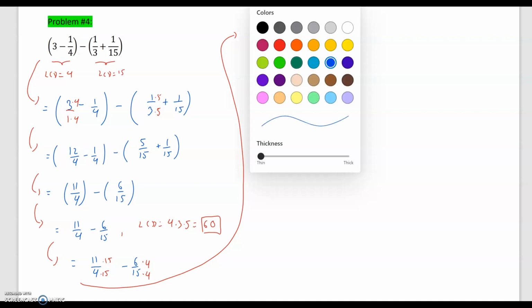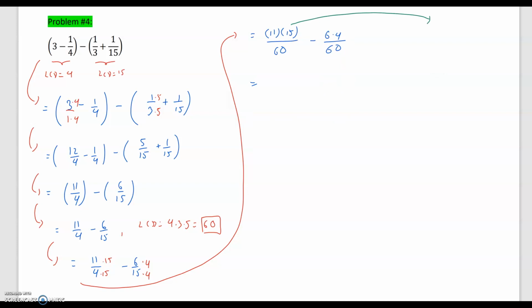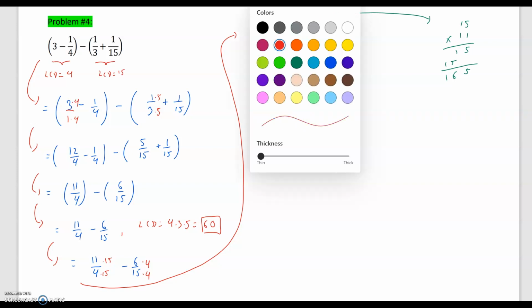So this is going to be equivalent to, and let me carry out the multiplication on the side. This will be 15 times 11. So that would be a 5 and another 5. So we're looking at 165. So 165 over 60 minus 24 over 60, or 165 minus 24 over the values of 60.